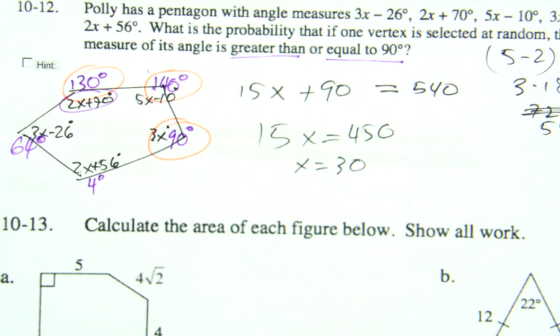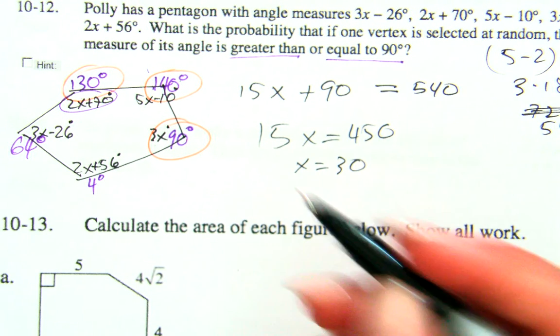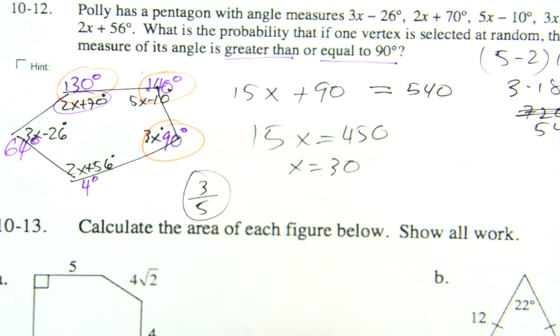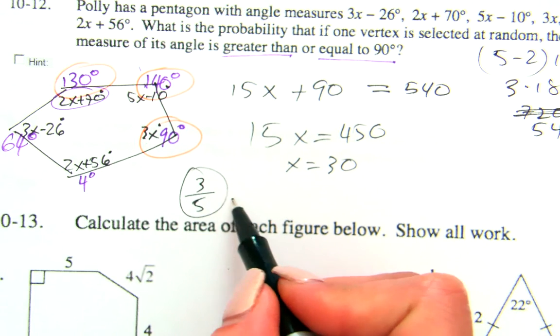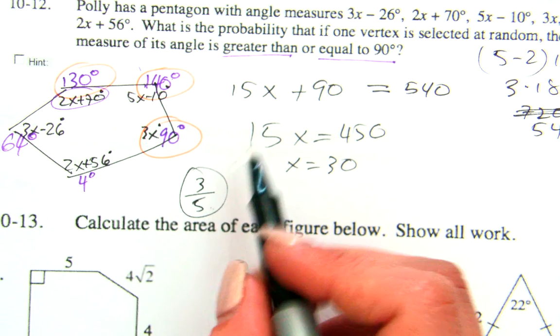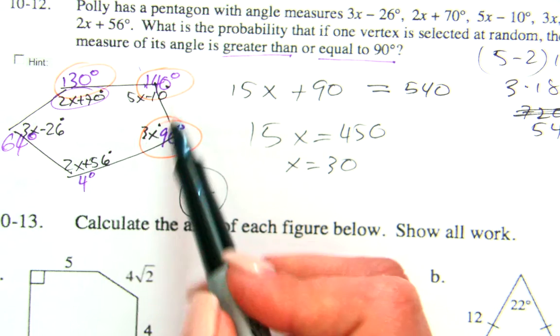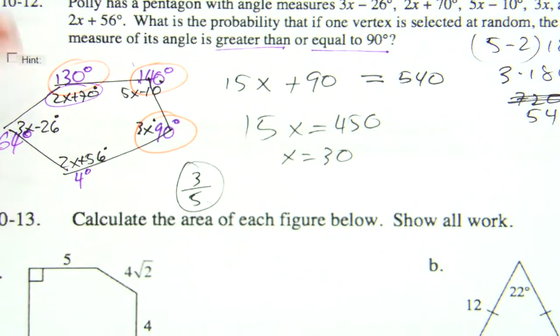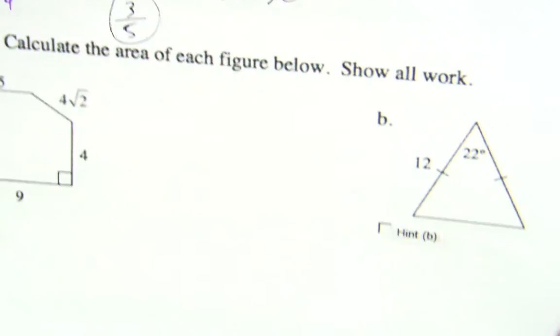So how many angles do we have? 3 out of the 5. So there's a 3 out of 5 probability that we're going to have an angle that's greater than or equal to 90. 1, 2, 3. Okay, and then number 13, it says calculate the area of each figure shown below.